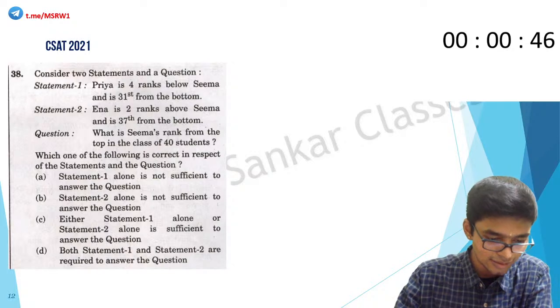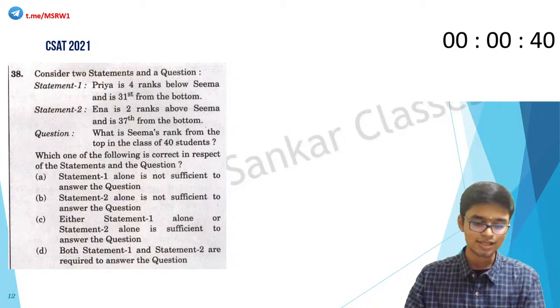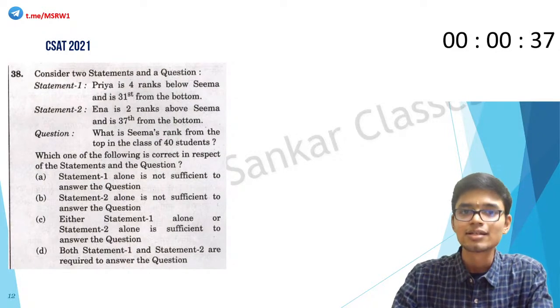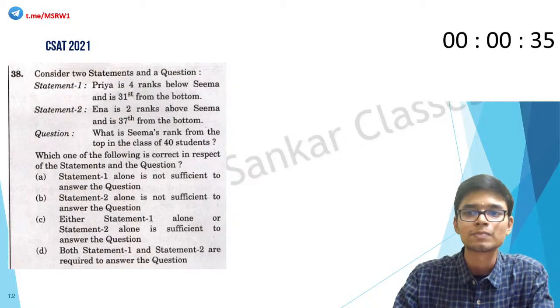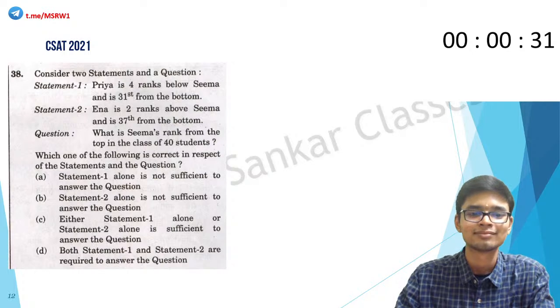Okay, Dilip, forgot your name. Vignesh. Okay, Vignesh is saying it is C. Let's see. Prabha is saying C, 38.